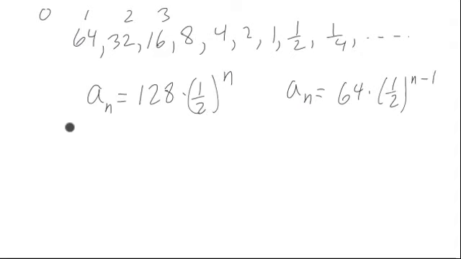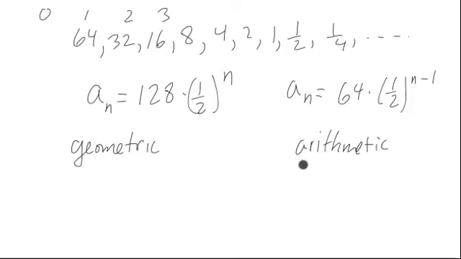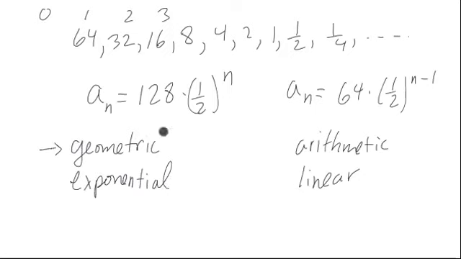Now, the common word that we use for these types of sequences is geometric. Just like we use the word arithmetic for linear straight line sequences, we use geometric for exponential. Why do we use different terms? Not sure, but maybe it just emphasizes that we're working with a sequence instead of something that's continuous, like an exponential function or a line. Okay, so geometric and arithmetic.